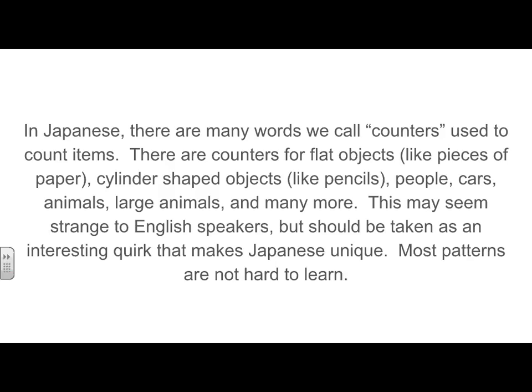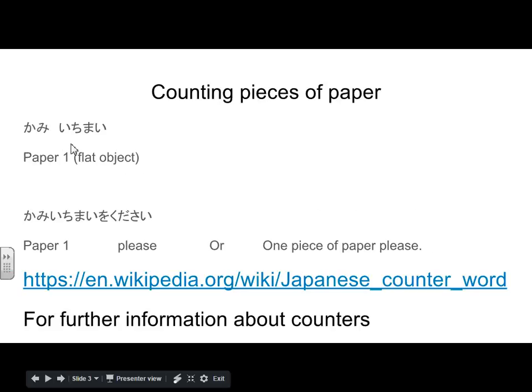So they have, like it says, counters for flat objects, cylinder-shaped objects, people, cars, animals, large animals, birds, train cars, TVs, houses, you name it. This is one that we'll be introducing in Chapter 2.